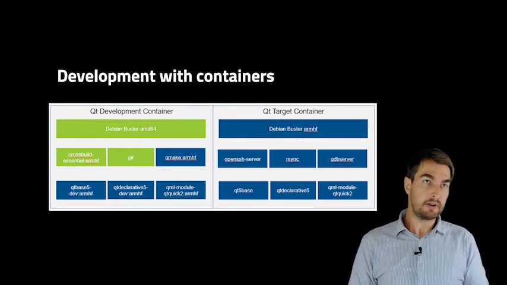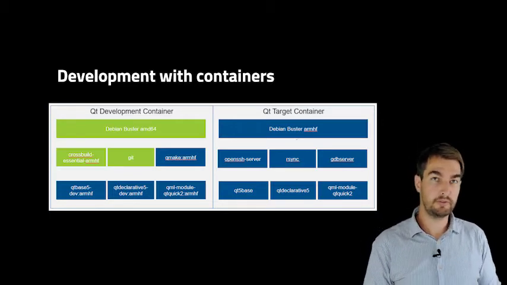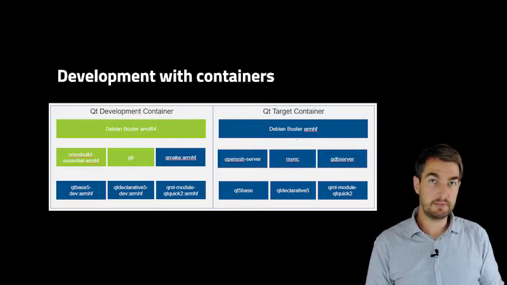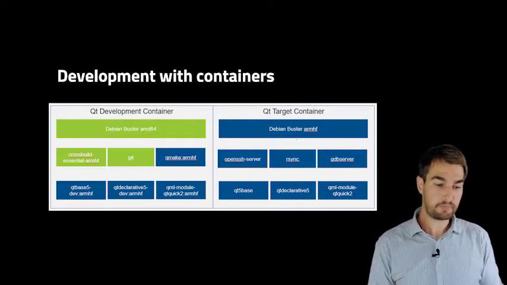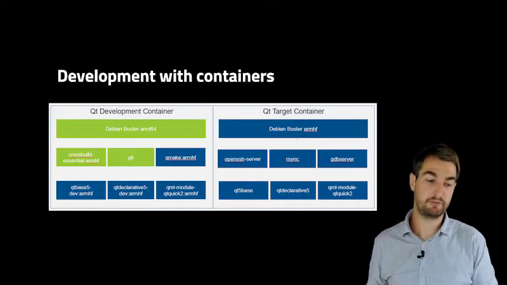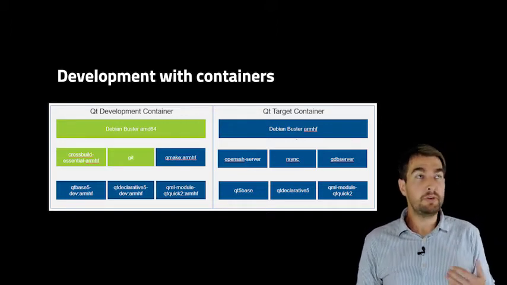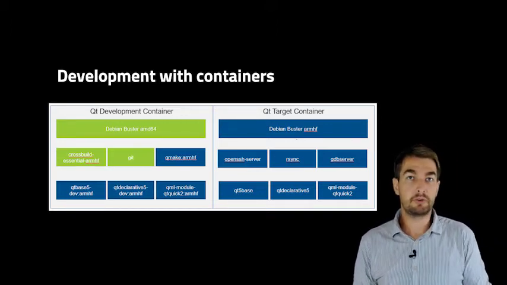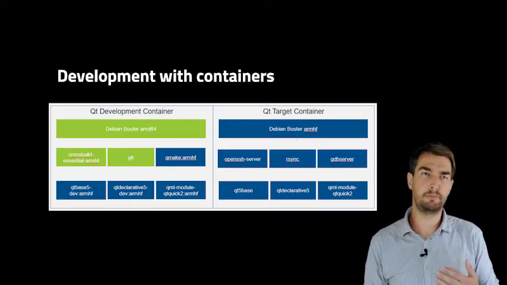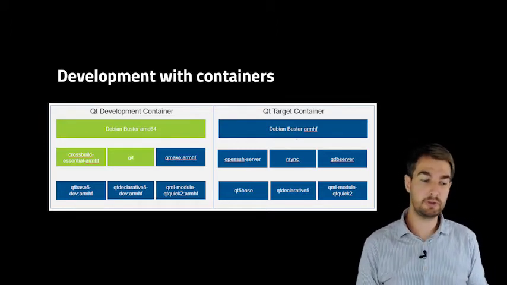So how does this look like if we have a closer look on both containers? So the development container, in our case, runs on an AMD64 machine, and we want to compile for the target platform, which is ARMHF based. What we want to do is we want to cross-compile, because cross-compiling is much faster than if we would just do an emulated compilation. We could do that as well.